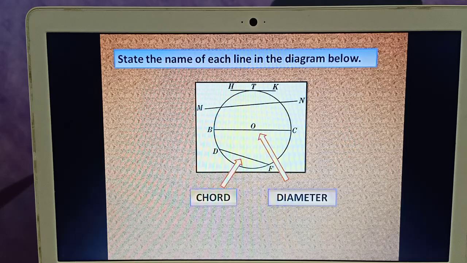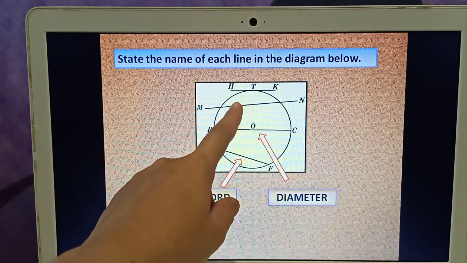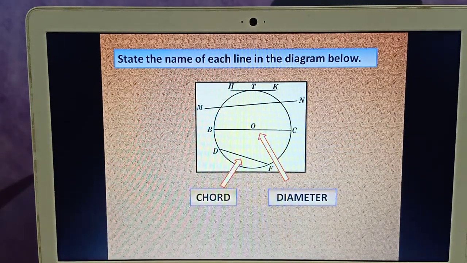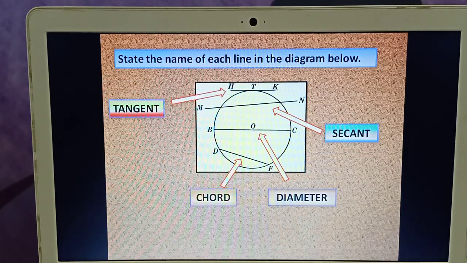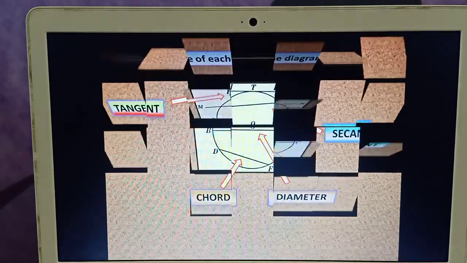Make sure you know how to spell. And this one you just learned before. It is a straight line that passes through the circle at 2 points. So we call this secant, S-E-C-A-N-T. And as for line HTK, we call it tangent because it is a straight line that touches the circle at only 1 point. Okay, next.